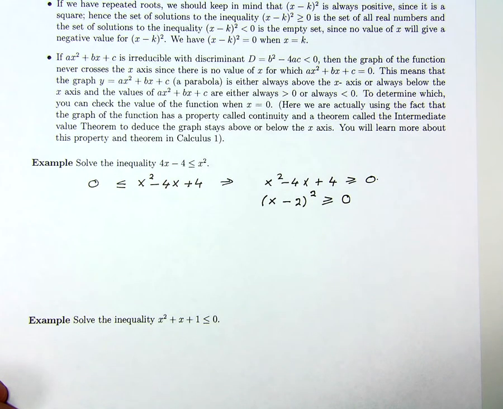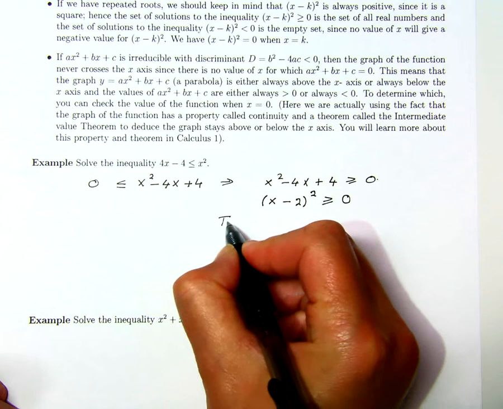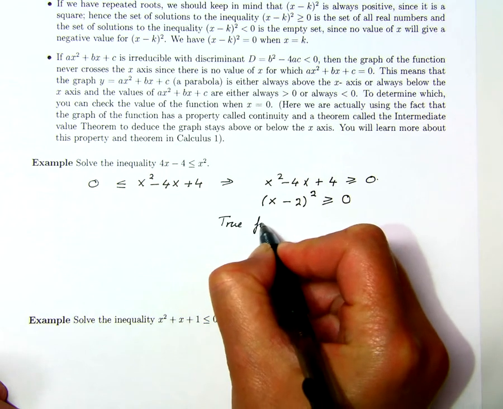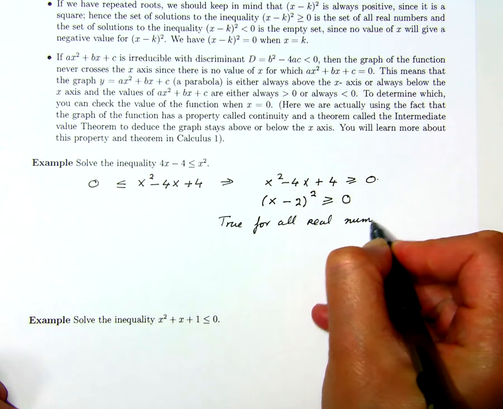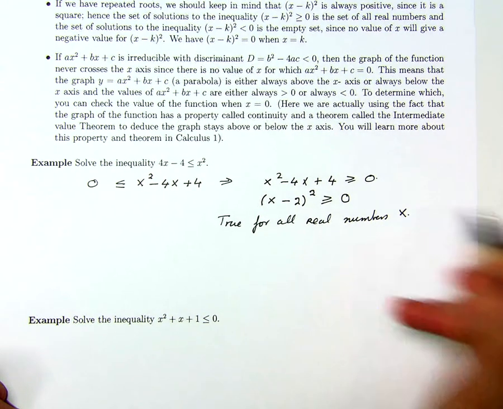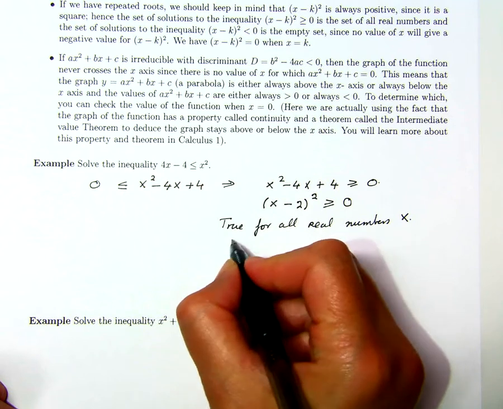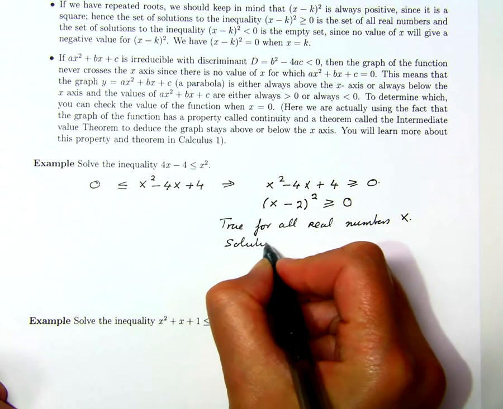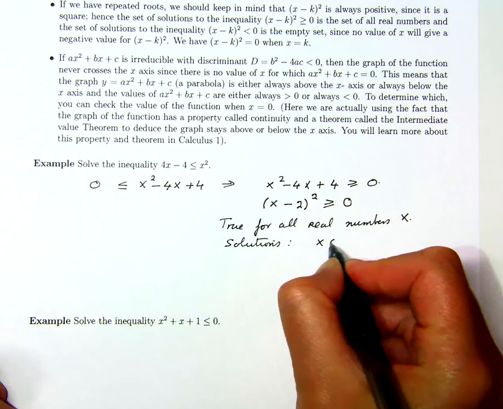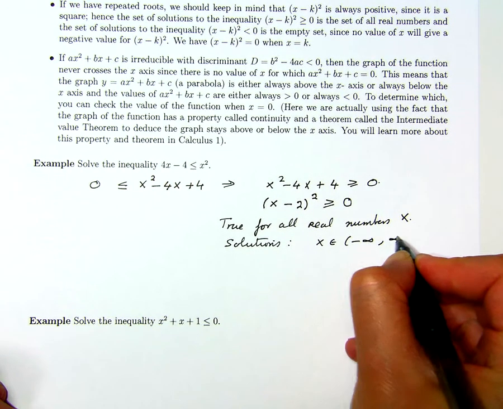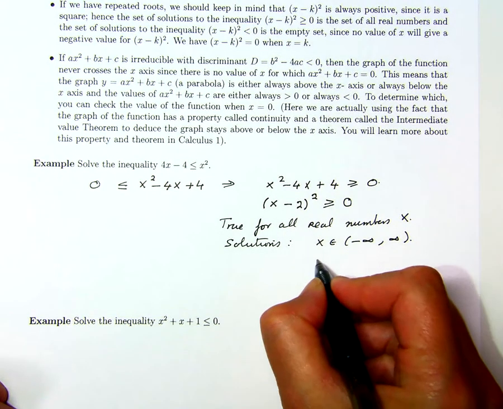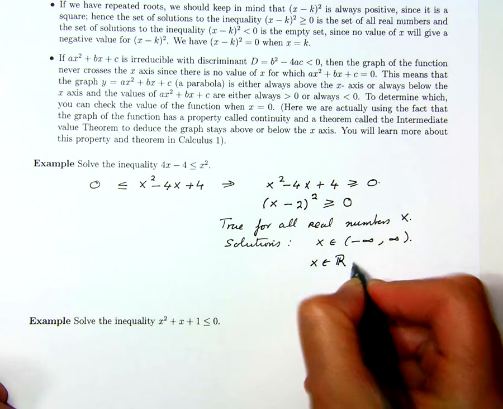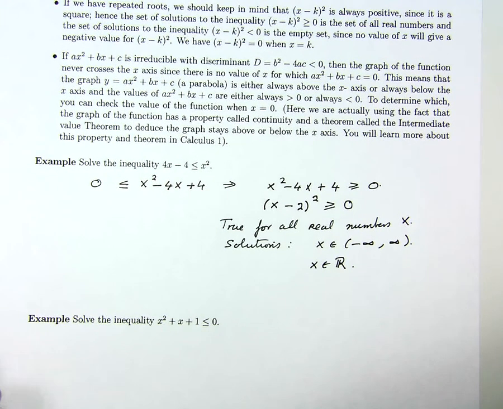Well, where does that happen? This is true for all real numbers x. So the solution set is given by x an element of the real line from minus infinity to infinity, or any x an element of the reals will work. So the solution set here is the set of all real numbers.